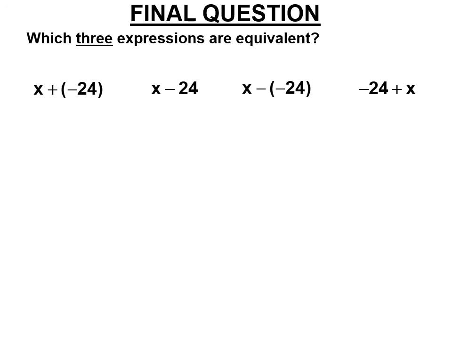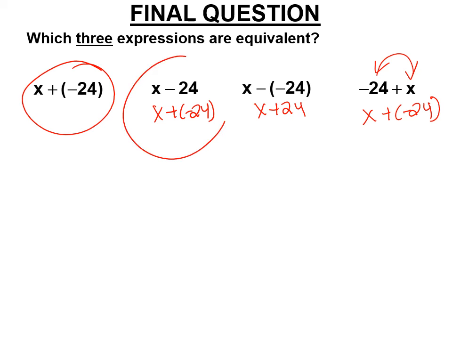Final question. 3 of those will always be the same for all values of x. All right, there's a good use of the commutative property, right? The commutative property of addition says you can switch that around. If it's subtraction, you can't. But since it's addition, you can switch it around, and it's the exact same as the first 2.